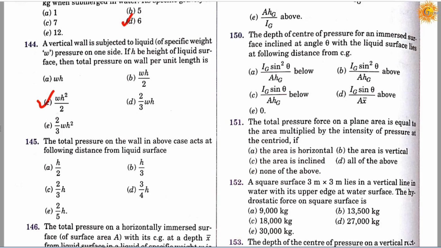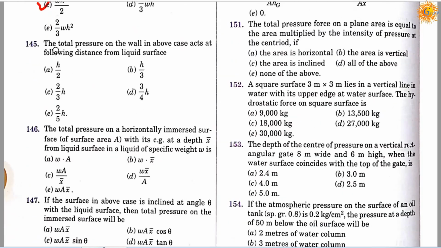Question number 145. The total pressure on the wall in the above case acts at the following distance from the liquid surface, option A, h by 2, option B, h by 3, option C, 2 upon 3 into h, option D, 3 upon 4 into h, and option E, 2 upon 5 into h. So the correct answer is C, it will be 2 upon 3 into h.